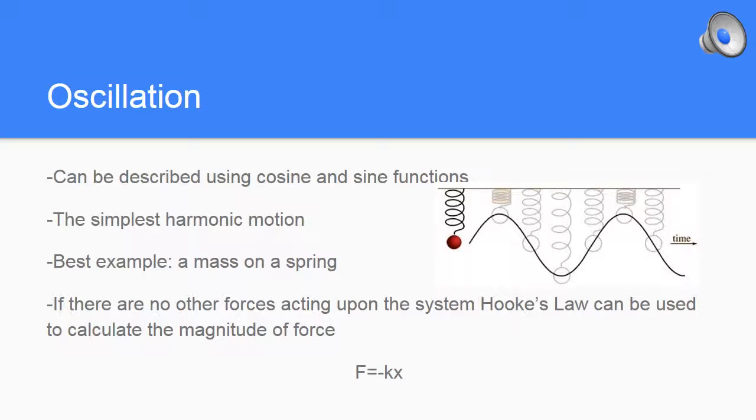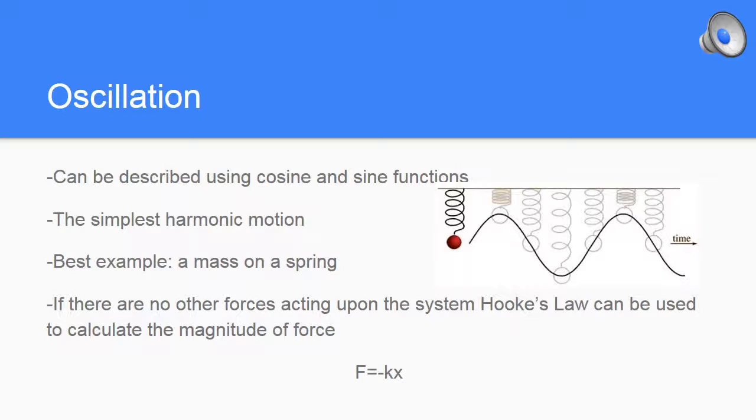Back and forth movement of oscillations can be described using cosine and sine functions such as the one depicted to the right. The cosine function is used to describe oscillations which begin at a displacement from the equilibrium point, and this displacement is usually the maximum amplitude. The sine function is used to describe oscillations which begin at the equilibrium point.